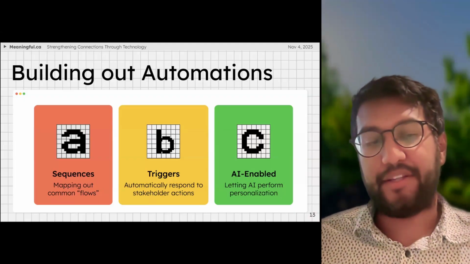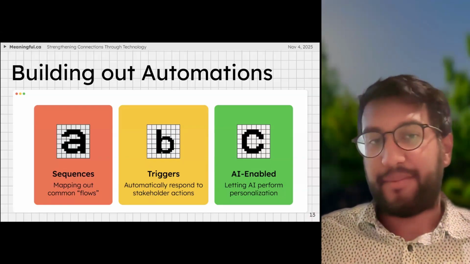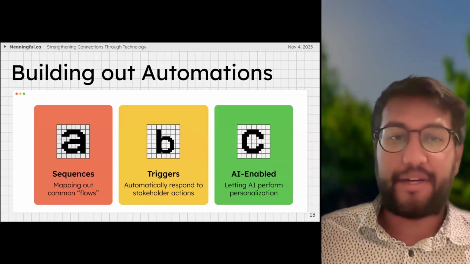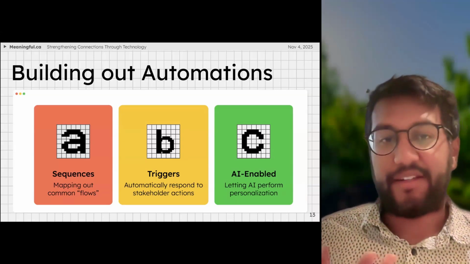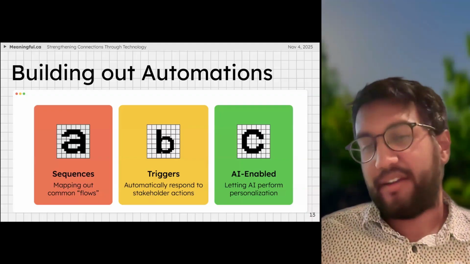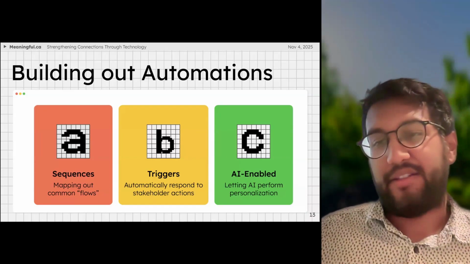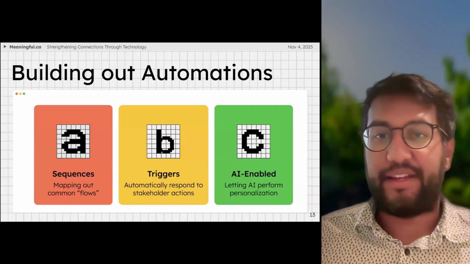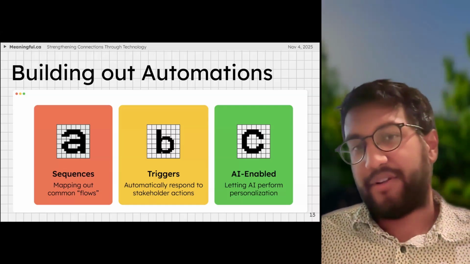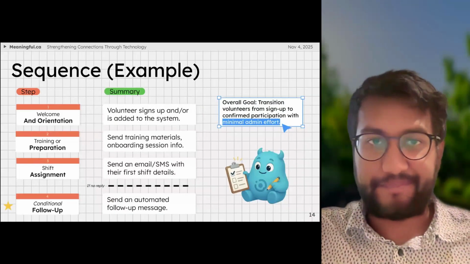Sequence is really about mapping out that user journey or the flow that you want the recipient to go through. Triggers is about responding to those stakeholder actions. So when does this automation start? And AI enabled is about enabling some level of personalization that AI or large language models can help with using your information to personalize that automation. And this is really there for optimization.